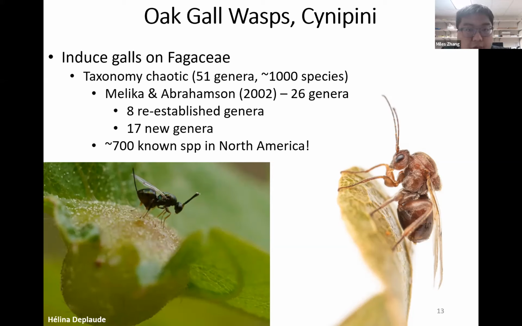It is rather chaotic, but in a way it's exciting because we're actively advancing the knowledge of this group, and especially for North America, where we have about 700 known species, so that's 2/3.